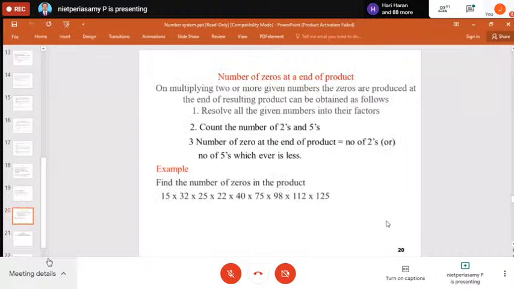First, you resolve into simple factors. The first number is 15. 15 can be written as 3 into 5. Just write down the product of 2s and 5s.